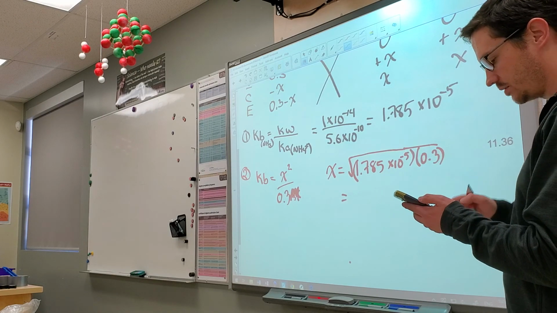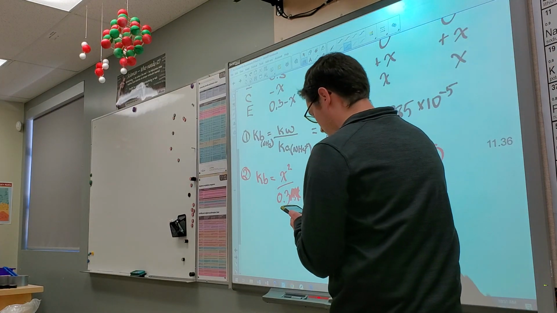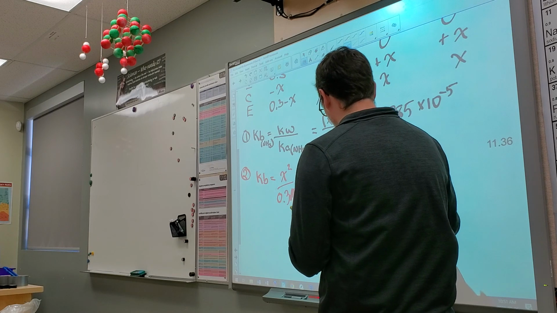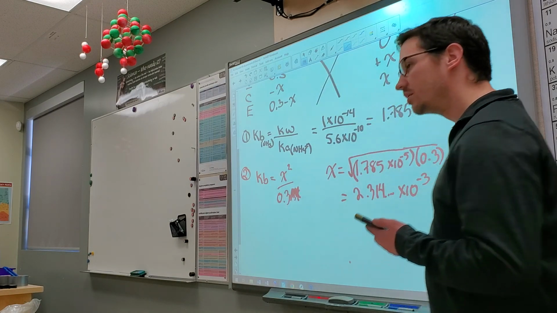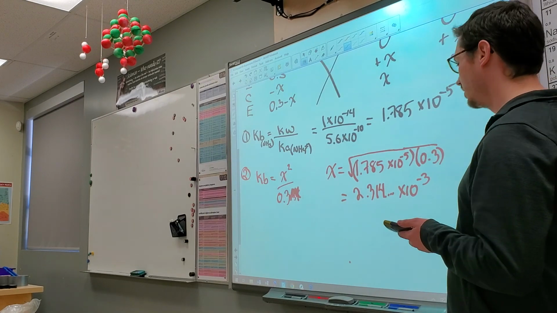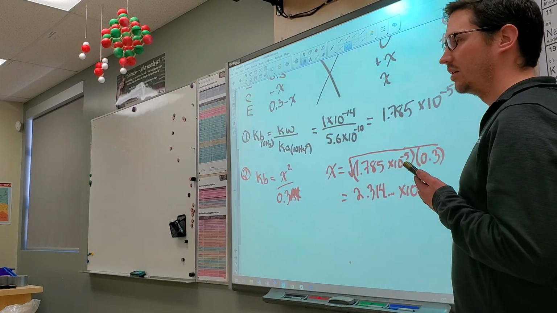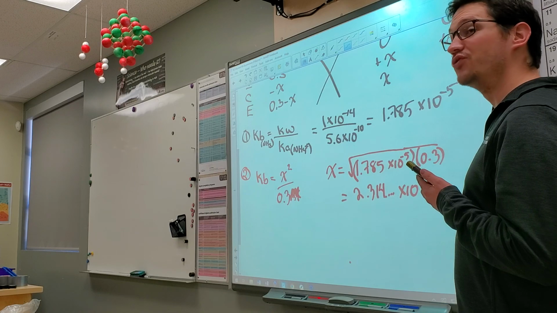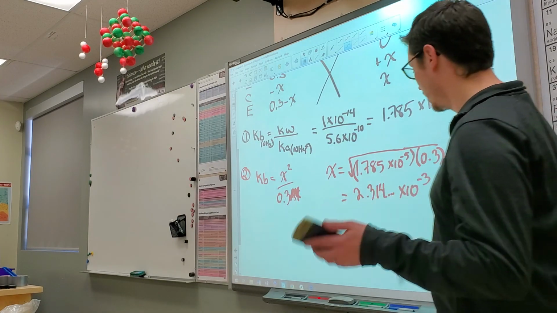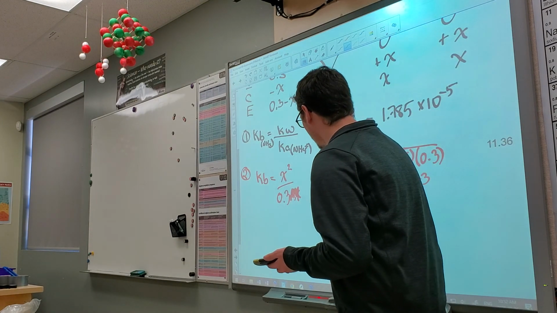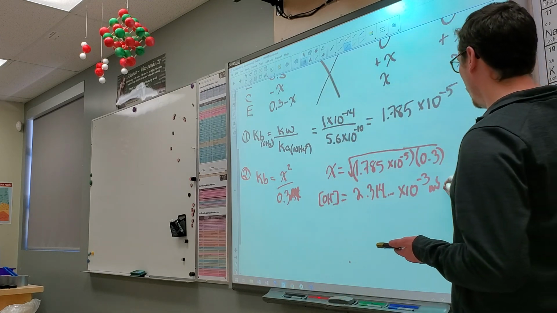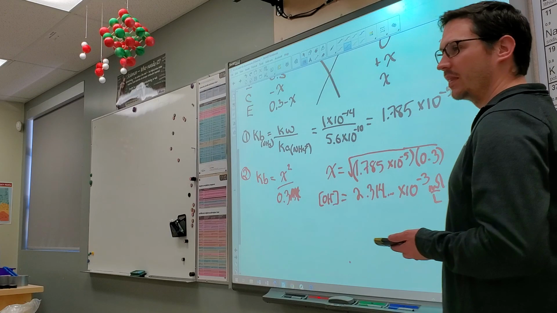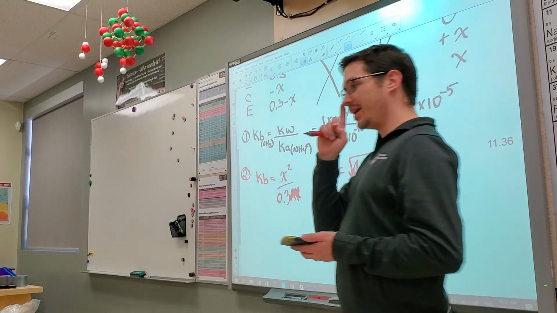Square root answer equals. Did you get 2.314 blah blah blah times 10 to the negative 3? Ish? Yeah, good. Okay, what is that? That's the hydroxide concentration, because this is a base, right? We're making hydroxide. So that's the hydroxide concentration. Moles per liter. Good.